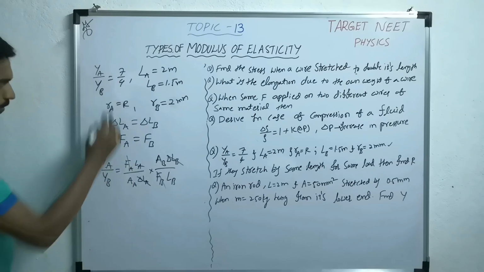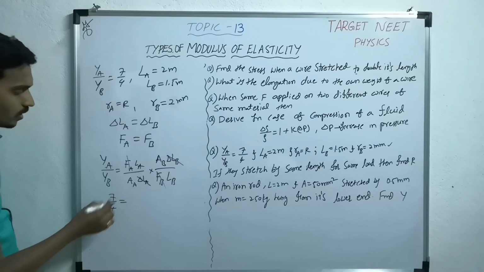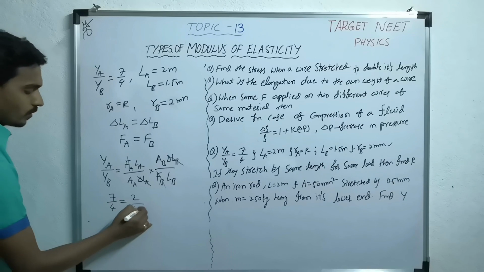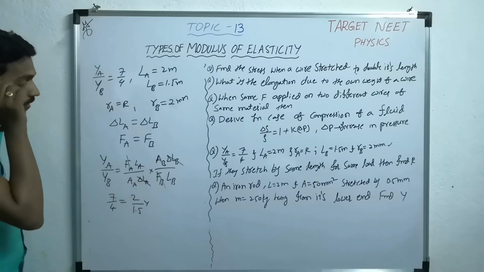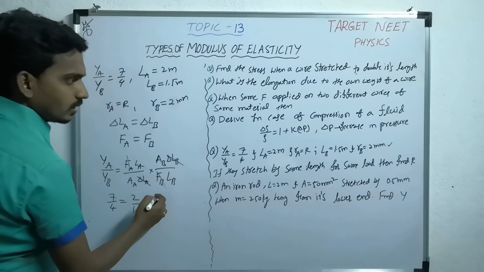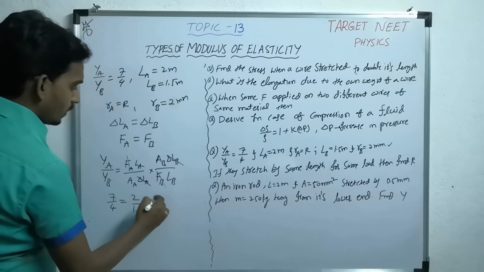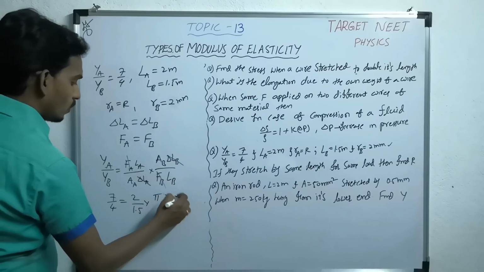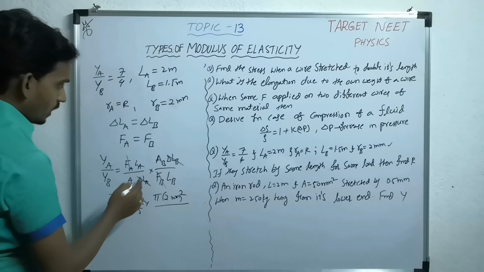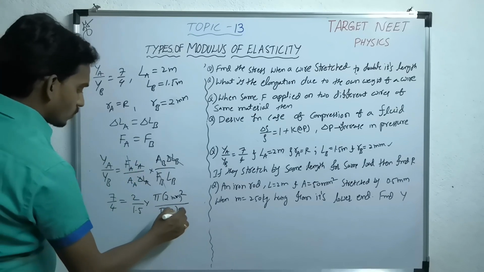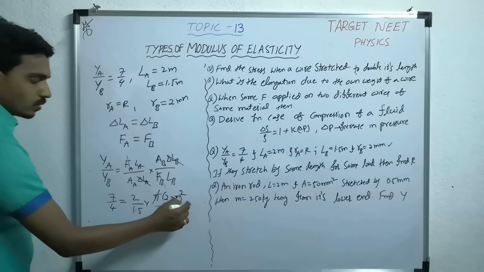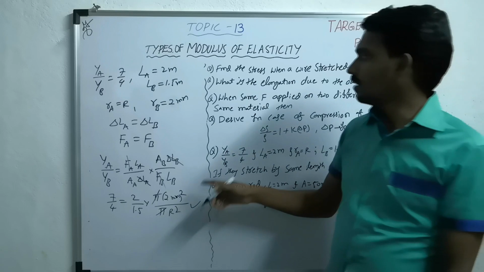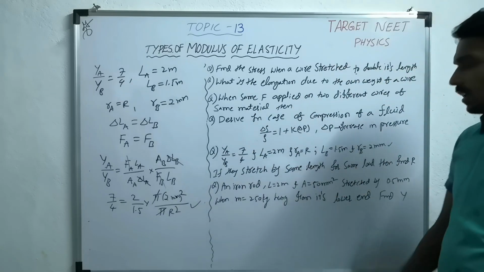And then YA by YB they have given as 7 by 4, and LA is 2 meter and LB is 1.5 meter, and area of B means pi, what is RB square? 2 millimeter whole square, divided by area of A which is pi R square, pi gets cancelled. So if you solve this, then you will get the radius of A, that is capital R.